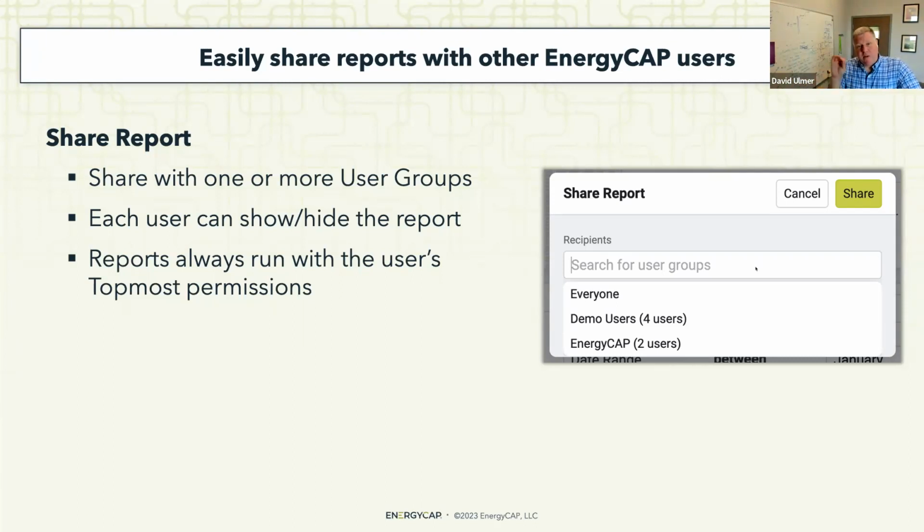Important to note that this always runs within the context of the user's permissions. So go back to the example I gave of those 10 building managers. Each one has a different set of permissions. When I share a report with the 10 of them, whenever each one of them runs the report, they will get the data filtered just to their own permission set, to their topmost permissions, whether it's their buildings and meters permission or their accounts permission.